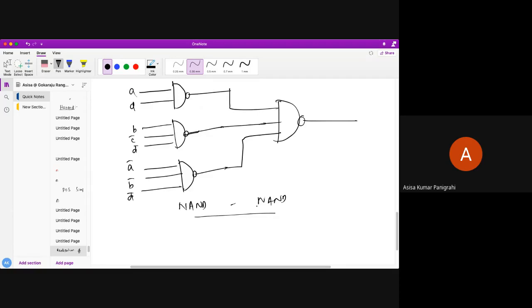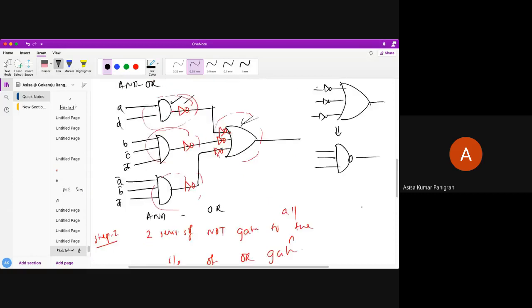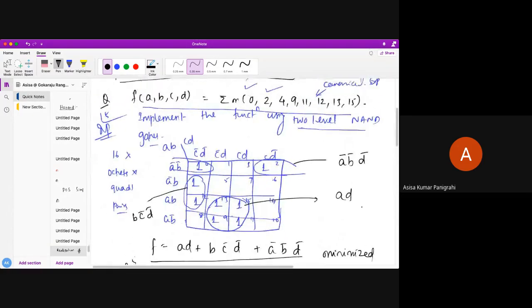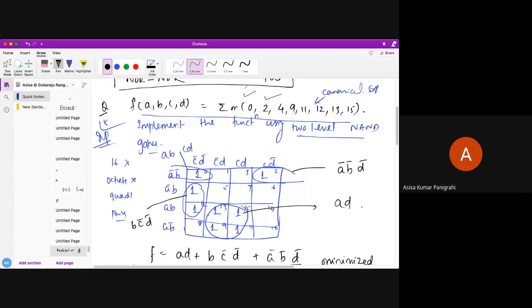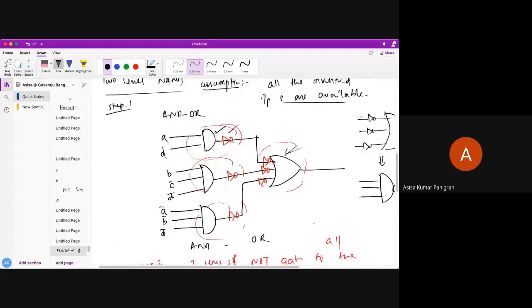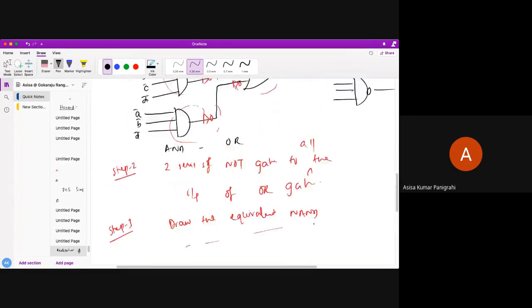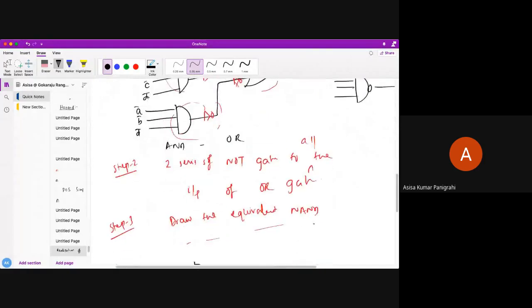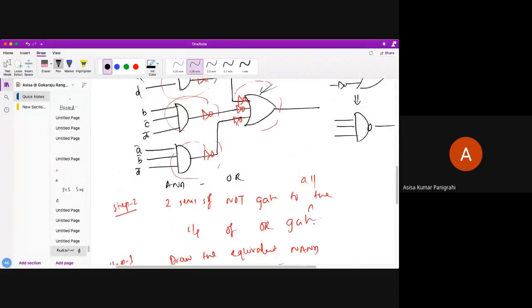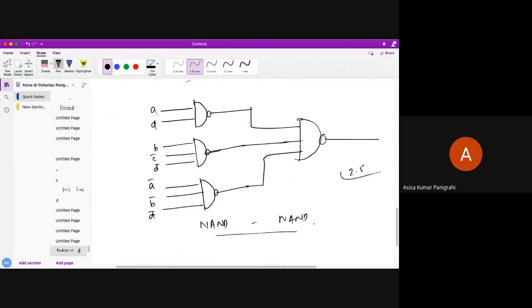So this will be again your 2.5 marks. Do you all understand, students, what you need to do? First, you have to minimize it using K-map or Boolean algebra or whatever it might be. If the question is given like this, implement the function using 2 level NAND gate, you first need to find the minimized SOP. After finding the minimized SOP, you need to realize that minimized SOP in NAND form. This is the way. First we follow the AND-OR form, then put two series of NOT gates at the input of the OR gate, then finally draw the equivalent NAND gate. Finally, you will get the NAND realization.